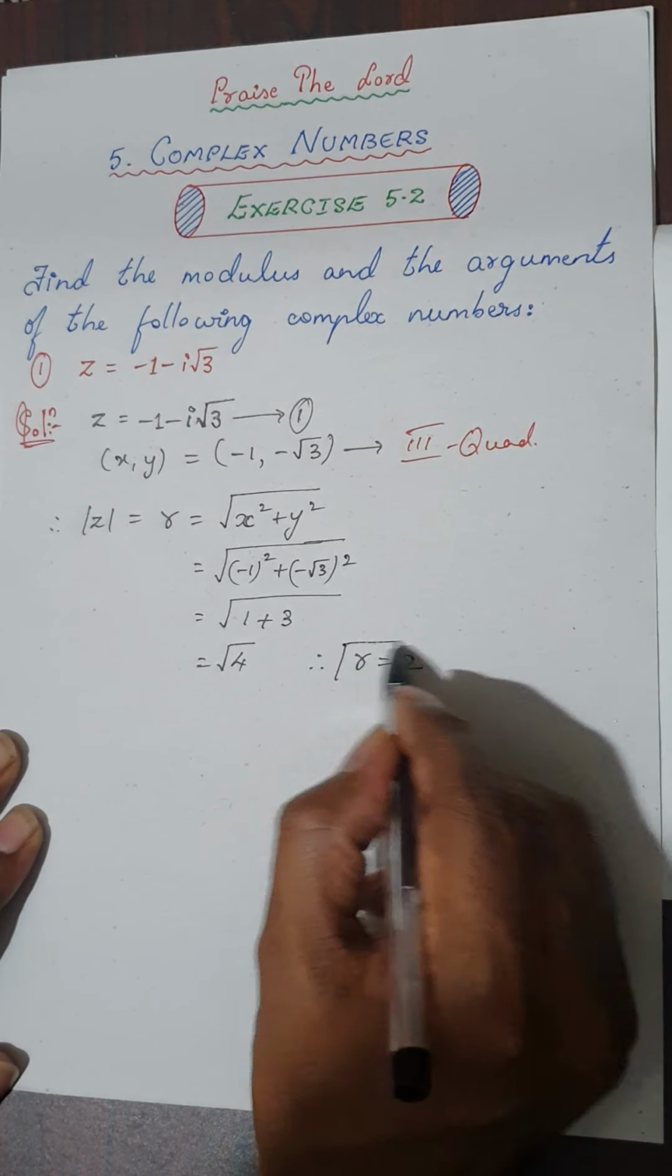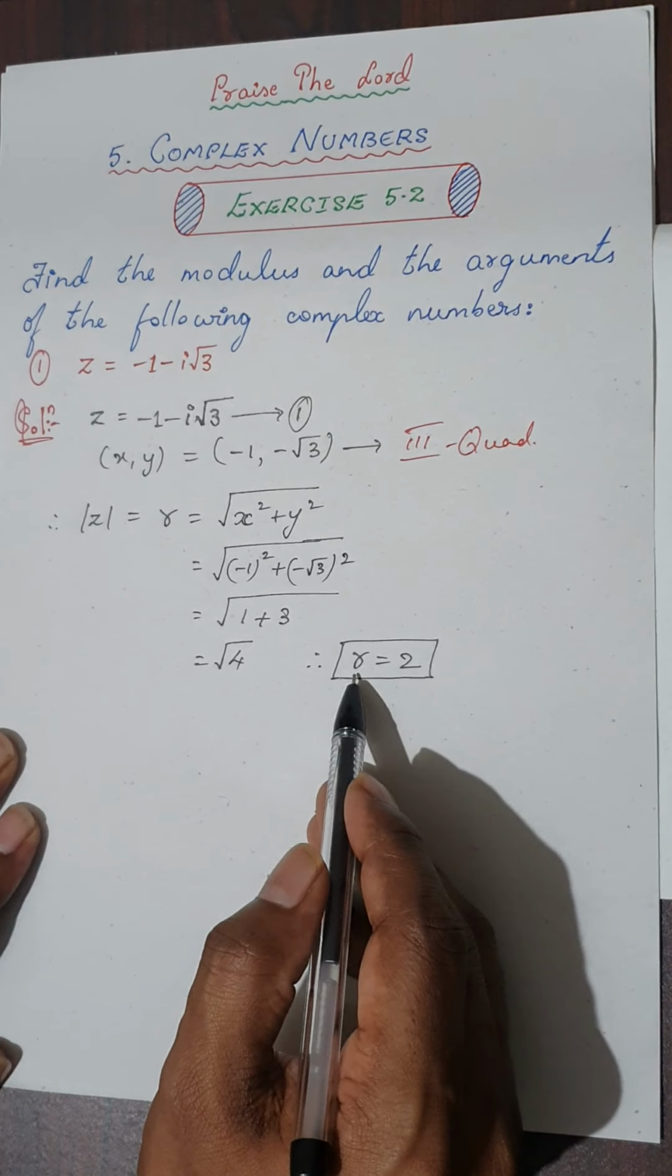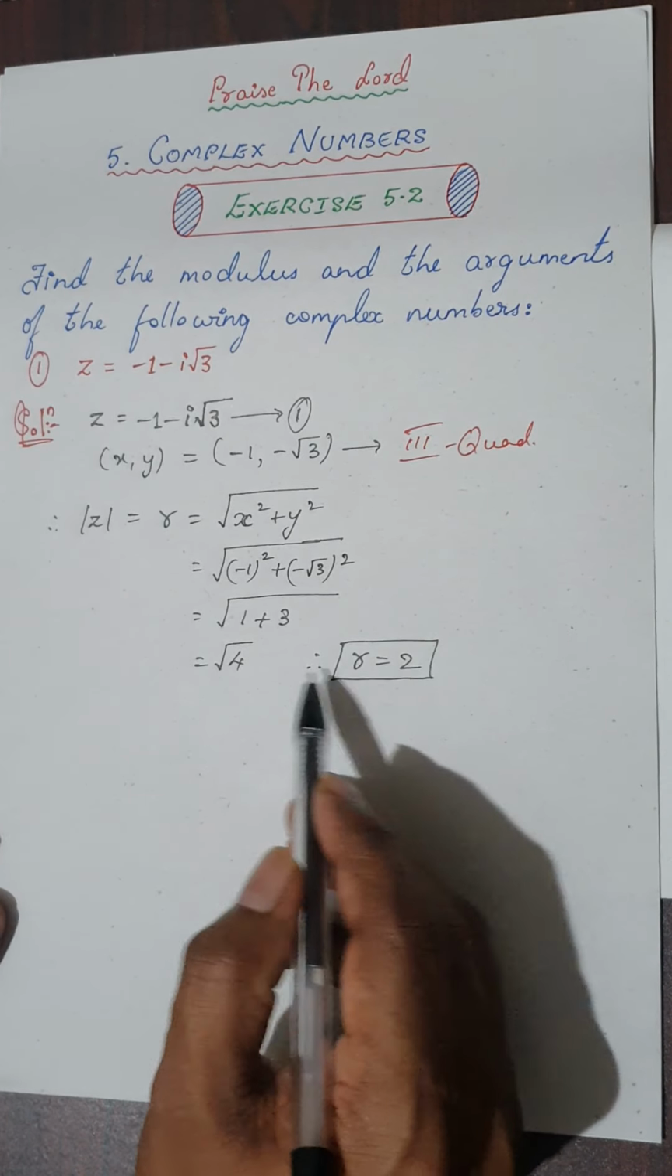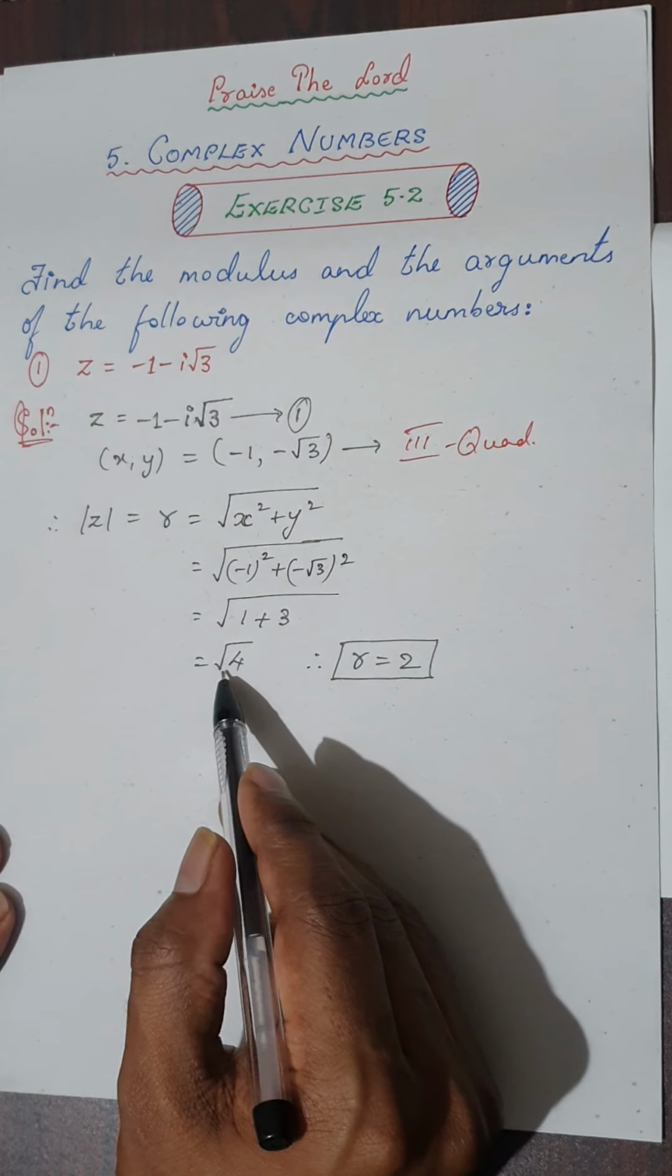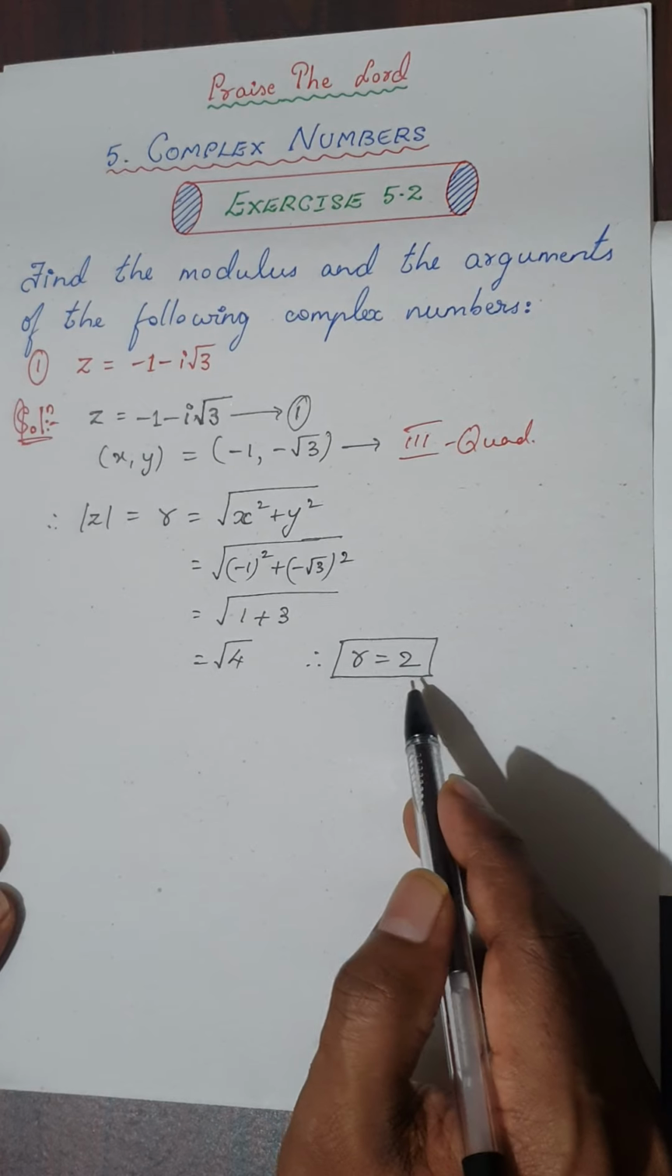Remember, r corresponds to the radius of the circle. You actually don't consider it as a negative value. So usually when we have root 4, we consider plus or minus 2, but here you always consider plus 2.